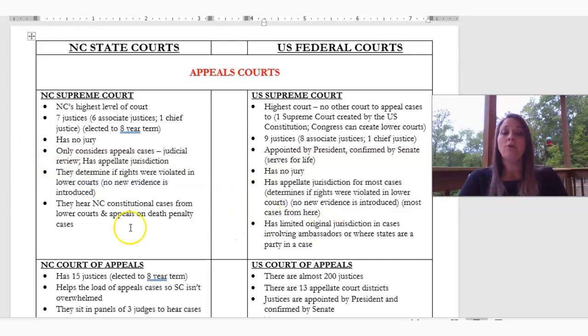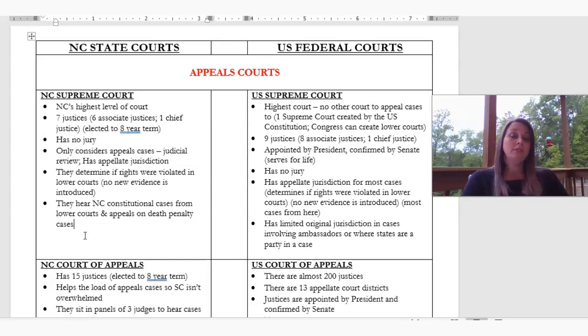That means that there's no new evidence that's introduced. So if you find new evidence, it can't be introduced here. You're just looking at, is a citizen's rights violated in a lower court, probably in a trial court. Now, in North Carolina Supreme Court, they hear constitutional cases from lower courts. So if you're looking at North Carolina constitutional violations or specific North Carolina laws, or they also hear automatic appeals on the death penalty cases.